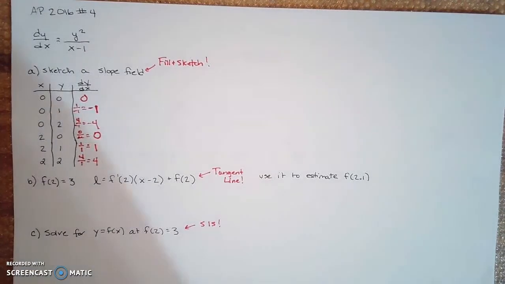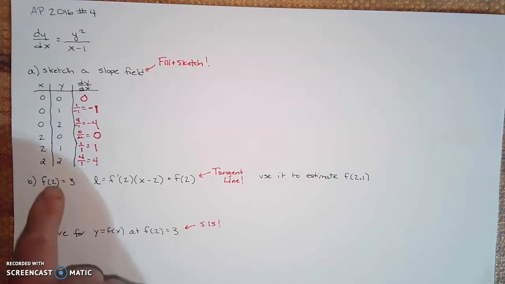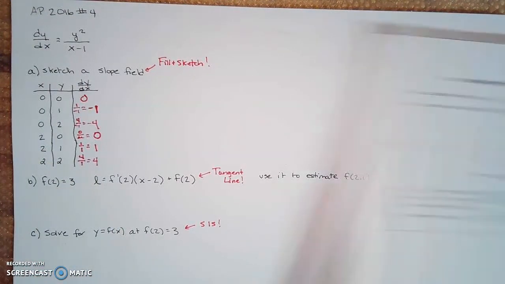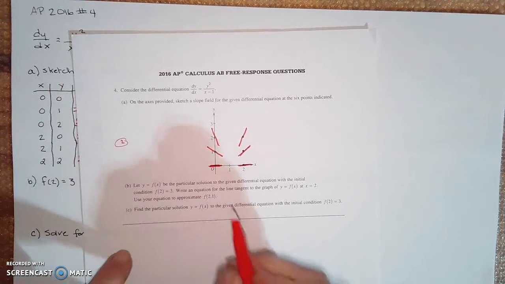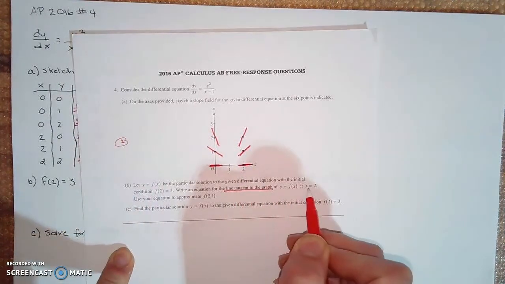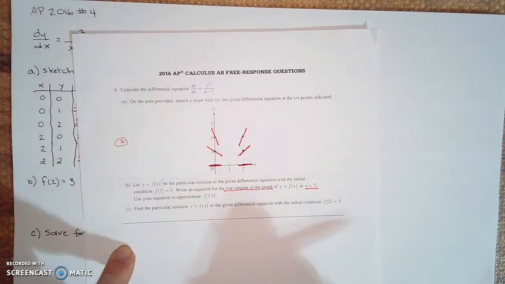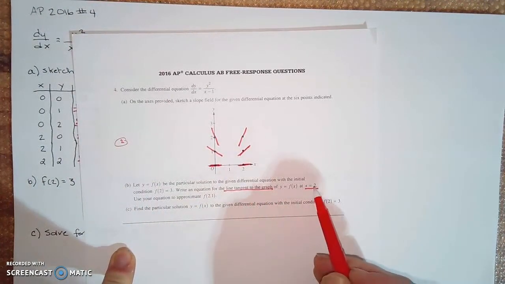The next part says they want us to find a particular solution to the differential equation, and they give us an initial condition of f(2) equals 3. They're always going to give us one value to kind of start out with. The next part says find and write an equation for the line tangent to the graph at x equals 2. Stop reading the problem when it asks you to find a tangent line. They want me to find a tangent line. They want it at x equals 2.